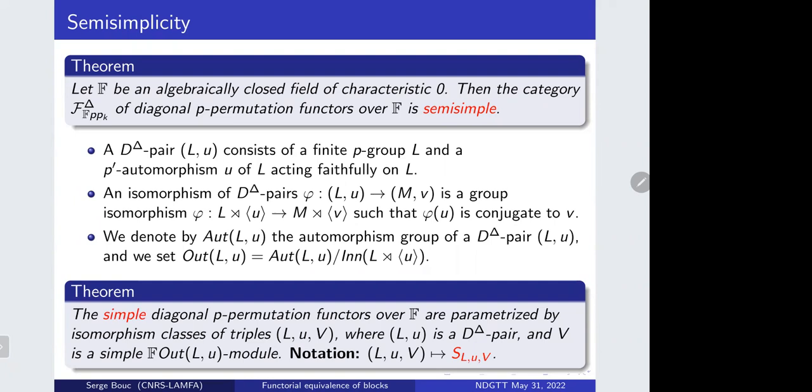Actually, we have more than this. We can, for example, describe the evaluations of such functors at an arbitrary finite group. I can tell you more about this at the end of this talk if you're interested.